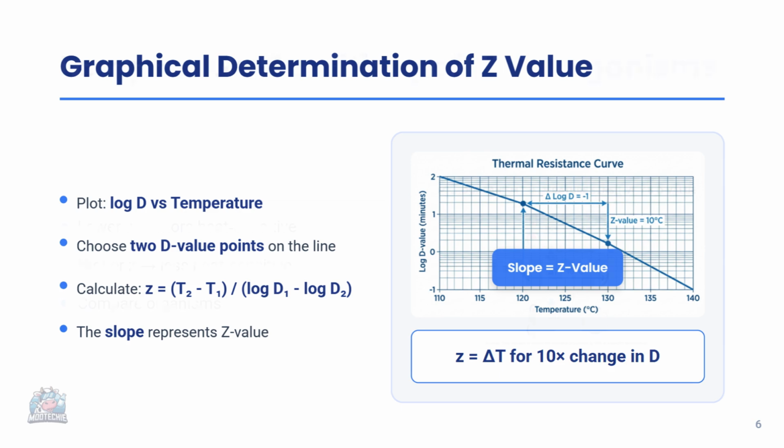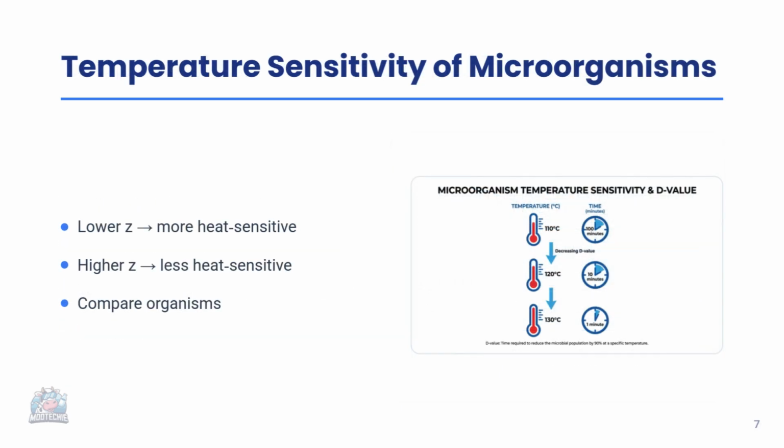Another important aspect is the temperature sensitivity of microorganisms. If the Z value is small, the microorganism is highly sensitive to temperature changes. A small increase in temperature will significantly reduce the D value. On the other hand, a large Z value indicates that microorganisms are less sensitive to temperature changes.